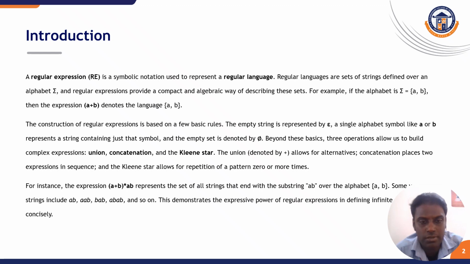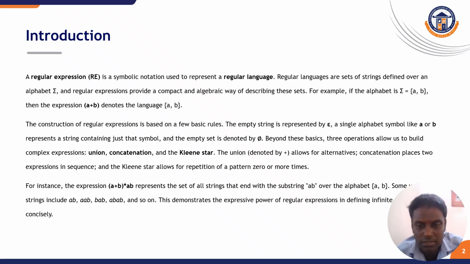Then we are going to call it a regular expression. For example, if the alphabet is a, b, then the expression can be a plus b. Here plus denotes the union operation of the language. The construction of a regular expression is based on a few basic rules. The empty string is represented by epsilon, as we discussed in the earlier unit, and a single alphabetic symbol like a or b represents a string containing just that symbol, and the empty set is denoted by phi.